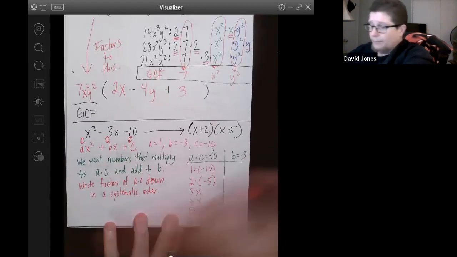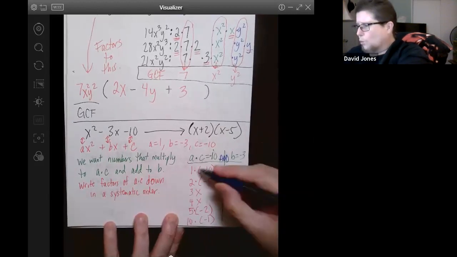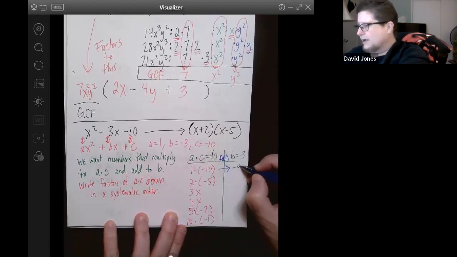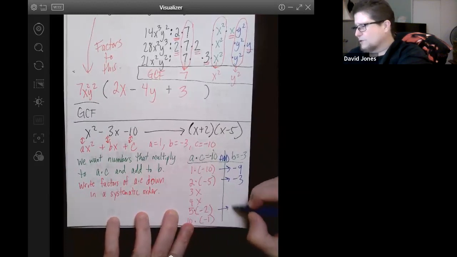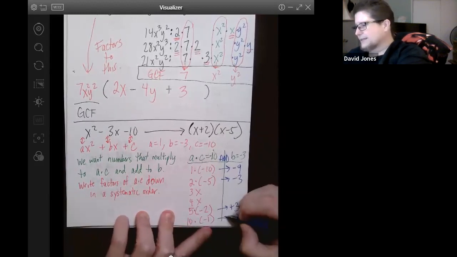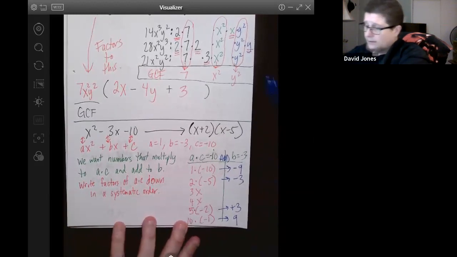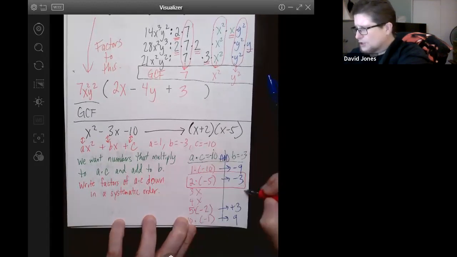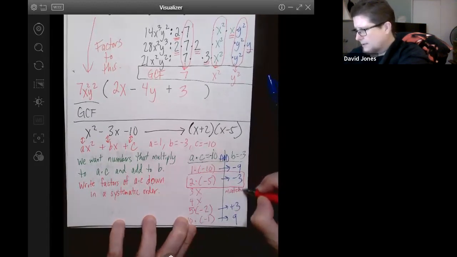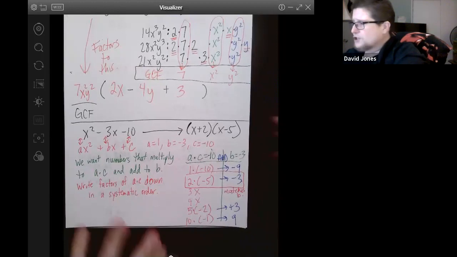Then add these up. So add. 1 plus -10 is -9. 2 plus -5 is -3. 5 plus -2 is +3. 10 plus -1 is 9. Now, I would have stopped. What you're looking for is when you get b in this column. That's this row right here. That matches my b. So let's use that.